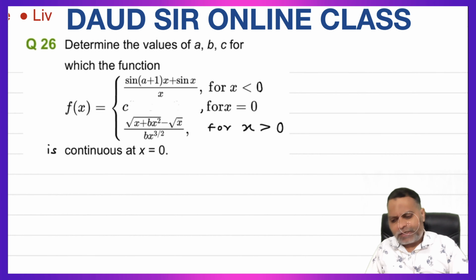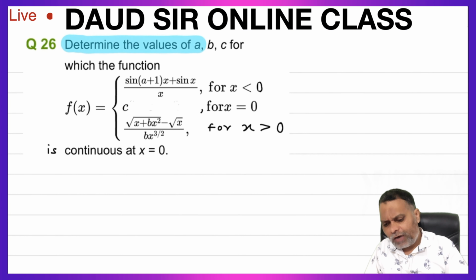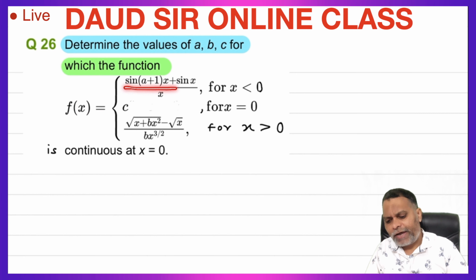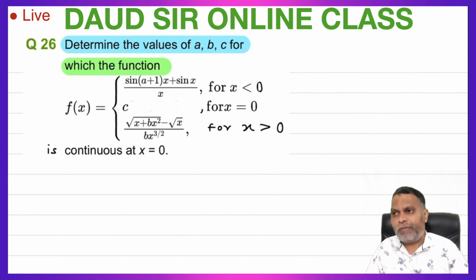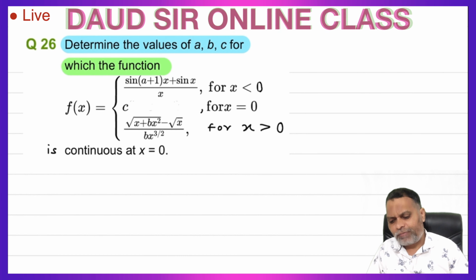Question number 26. Determine the values of a, b, c for which the function f of x is equal to sine of (a plus 1) into x plus sine x upon x for x is less than 0, f of x is equal to c for x is equal to 0, and f of x is equal to square root of (x plus bx square) minus square root of x, upon bx raised to the power 3 by 2, for x is greater than 0, is continuous at x is equal to 0. This function is given continuous at x is equal to 0, so we have to find out the values of a, b and c.